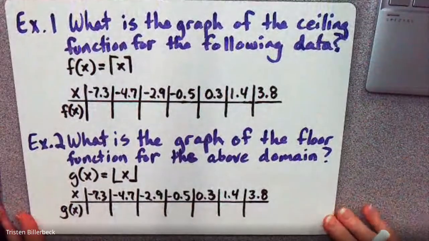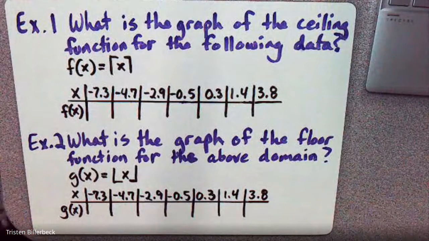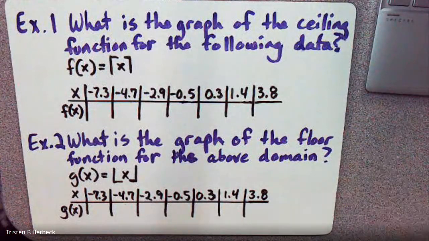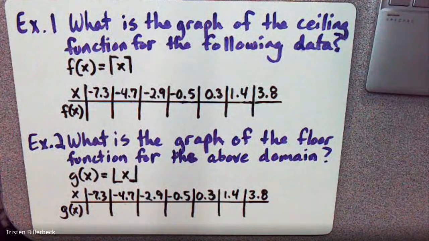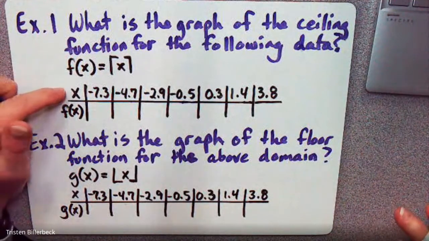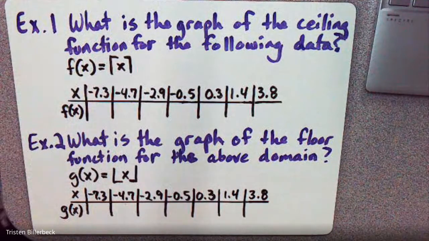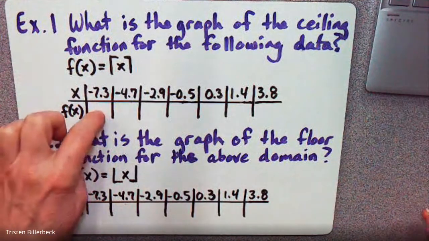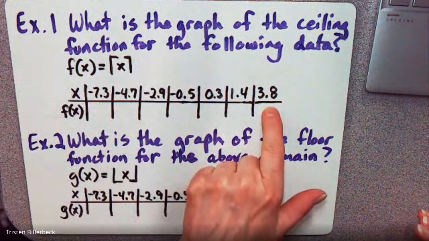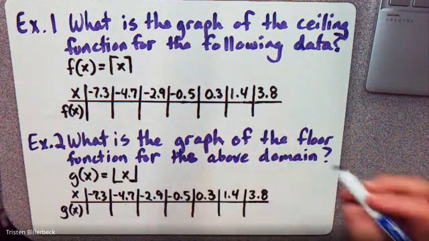All right, so first, what is the graph of the ceiling function for the following data? So first, let's figure out, well, what is the following data? So if we're rounding, it's a ceiling function, so we're rounding up. Now when we're dealing with negatives, that's a little harder. So maybe we should try starting with rounding up on the positives.